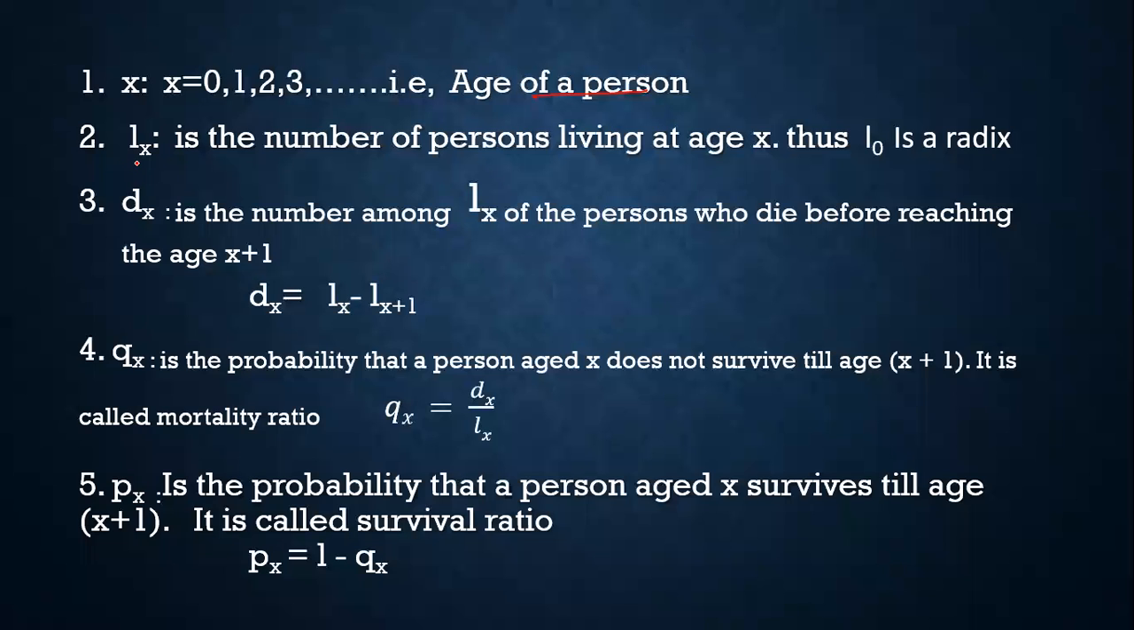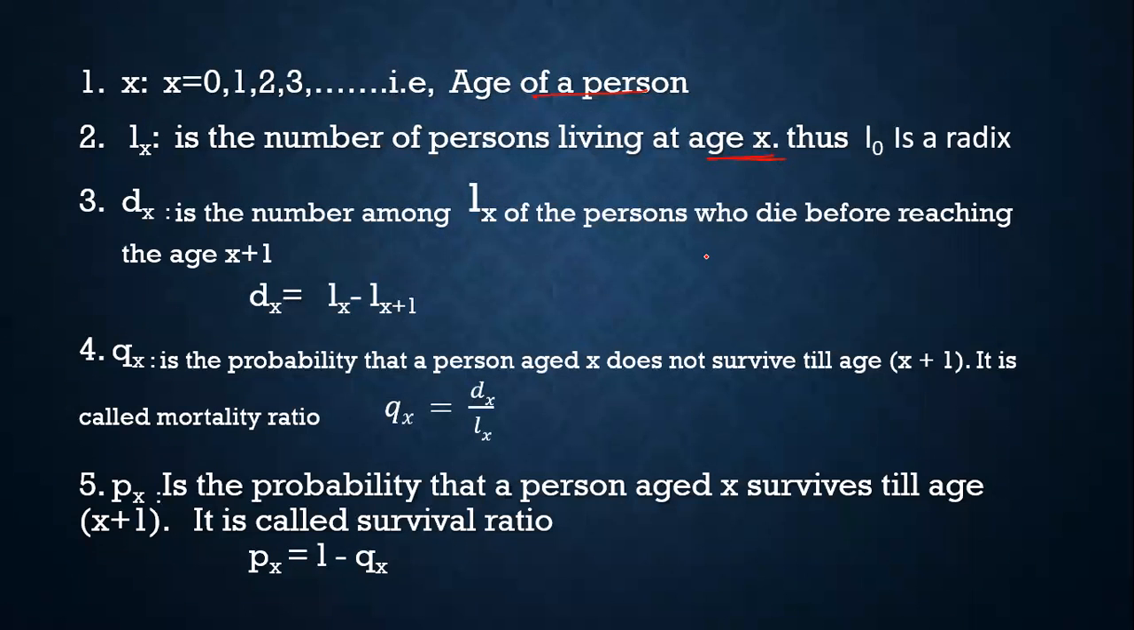lx, the second one, is the number of persons living at the age X, where the age starts from zero or whichever age is considered.